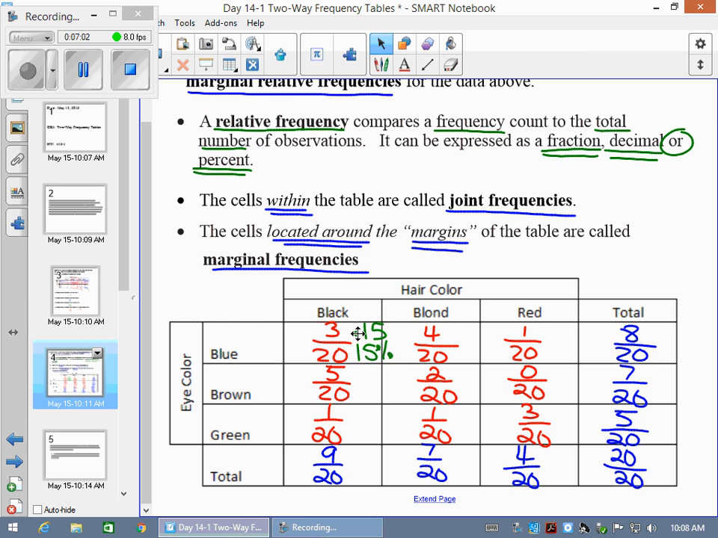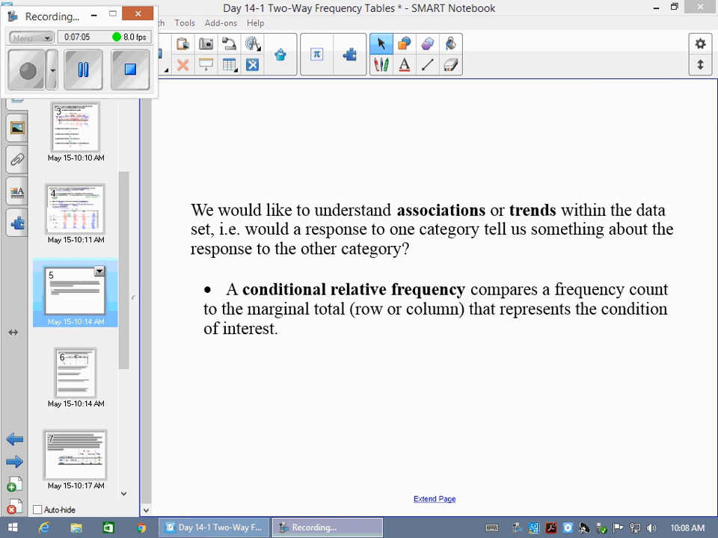Okay, we also want to understand associations, or what we might call a trend within our data. So would a response in one category maybe tell us something about a response in another category? Is there some type of association happening? So these are called conditional relative frequencies. That's when we're going to compare the frequency of something happening to one of our marginal frequencies. So those were our totals that we had in either the rows or the columns. Those are our outside frequencies in the total column or margin.